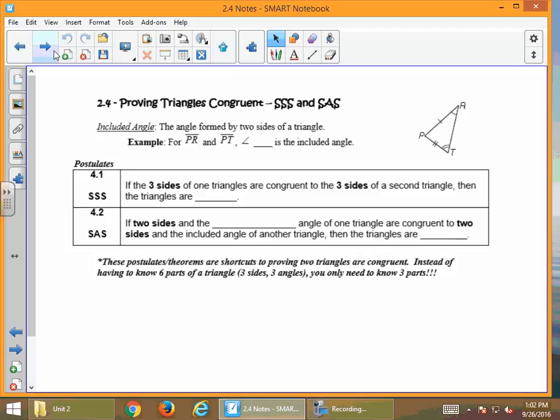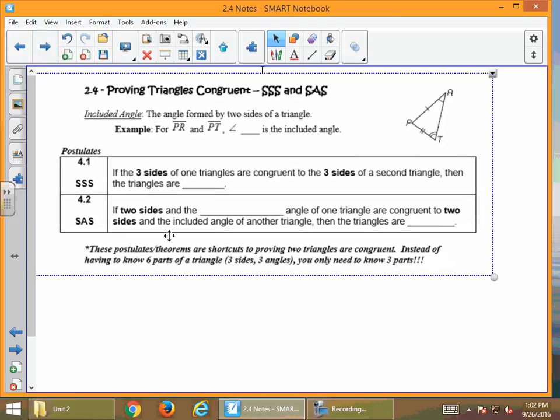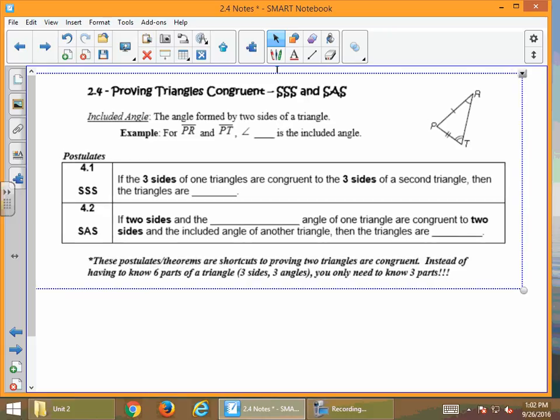As you're getting your notes out, again, flip to 2.4. We're going to talk about one really important vocab word before we dive into it. That important vocab word is included angle. What it says is the angle formed by two sides of a triangle. I like to think of it as the angle in between two marked sides.